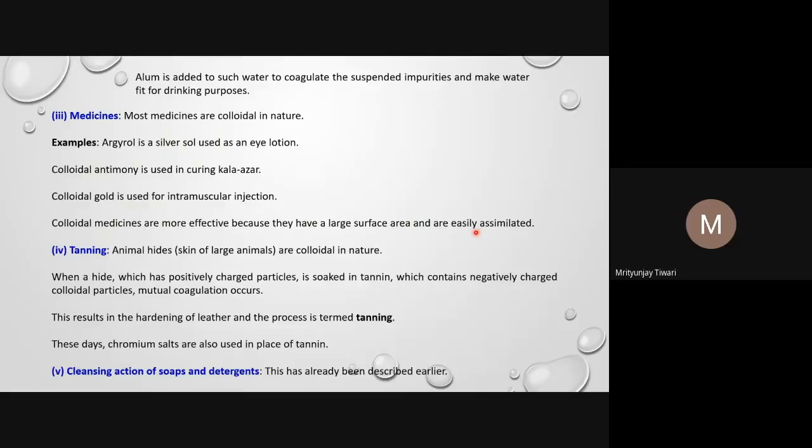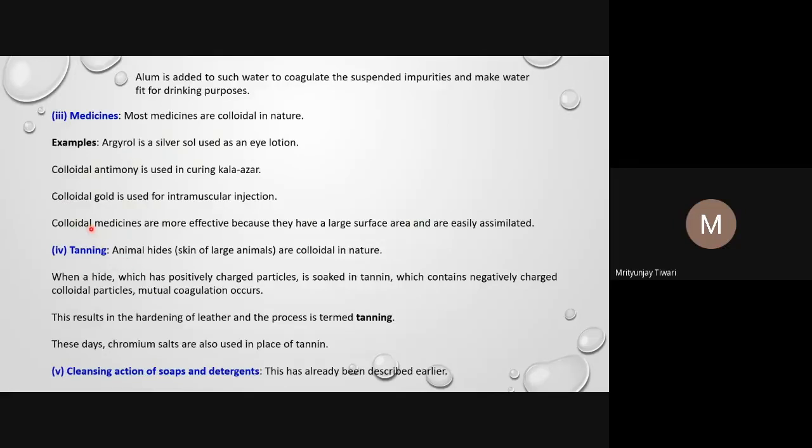So if anything has a large surface area, it will easily get assimilated, and its action will also be more efficient, because usually action happens at the surface of a particle, and when its surface area is more, it will be more effective.